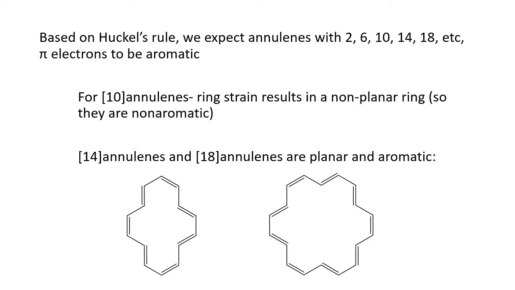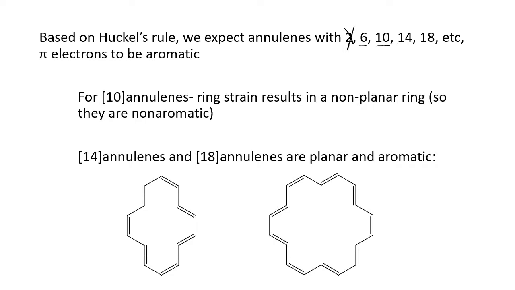To focus on the annulenes that we would expect to be aromatic, let's go ahead and focus on Huckel's rule. Based on Huckel's rule, we would expect annulenes with 2, 6, 10, 14, etc. pi electrons to be aromatic. Now, there is no such thing as a [2]-annulene. We cannot take 2 carbons and have them turn into a ring. We already know that benzene with 6 carbons and 6 pi electrons is aromatic.